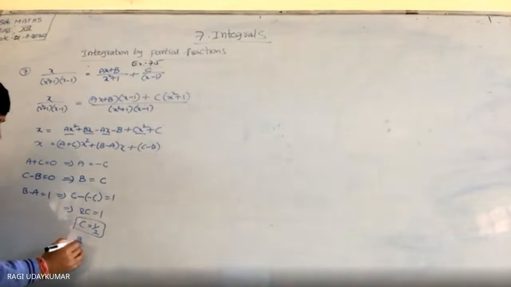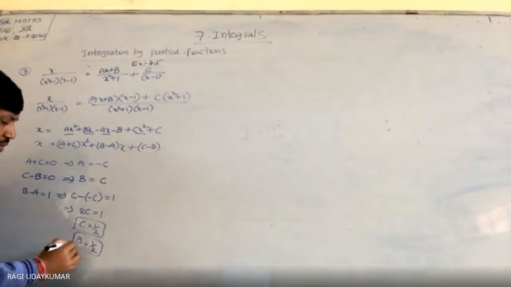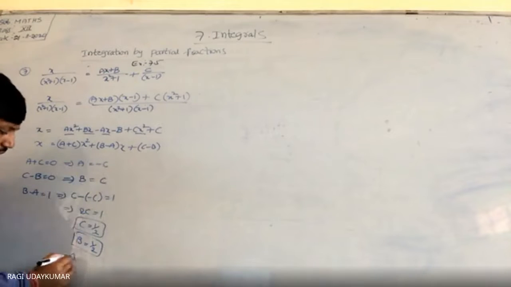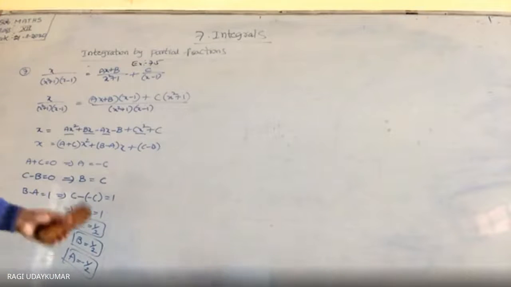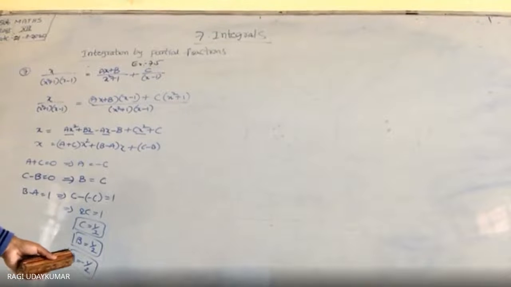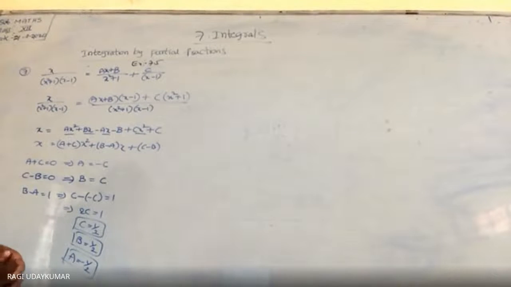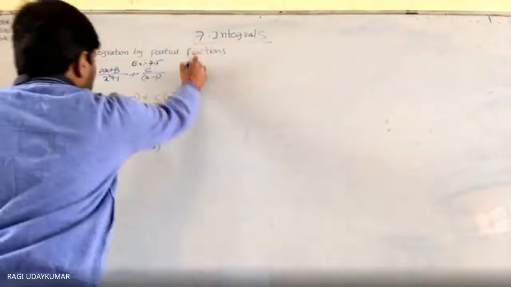B and C same है. So B is also equal to 1 by 2. And A is equal to minus C, A is equal to minus 1 by 2. So now here those values you have to substitute here. ABC values to substitute आ गया ना? हाँ? So after getting these ABC values, you have to substitute this.